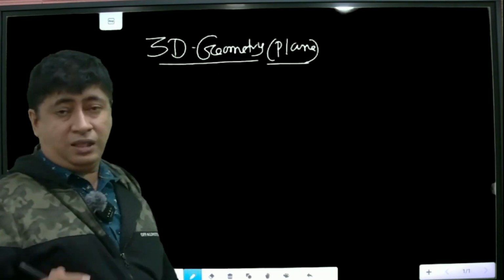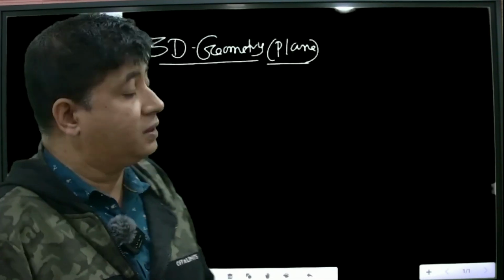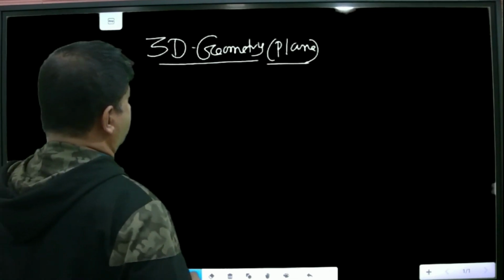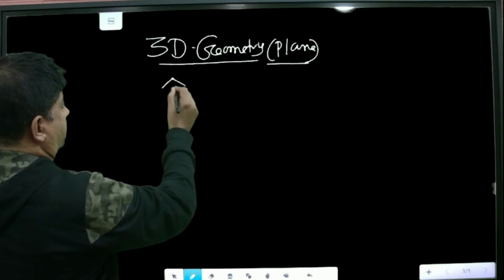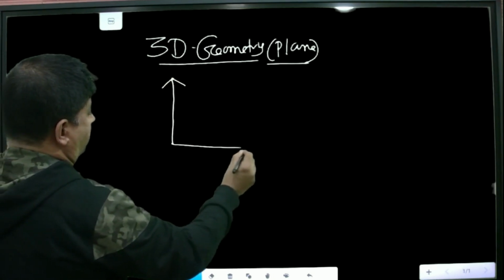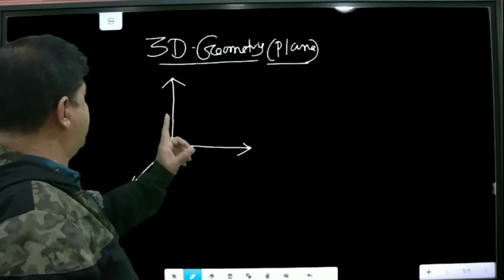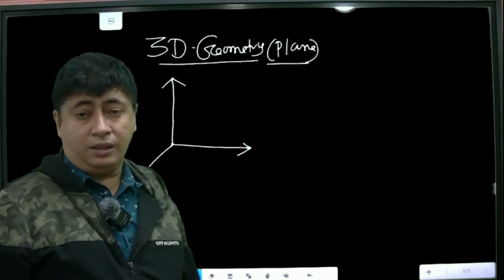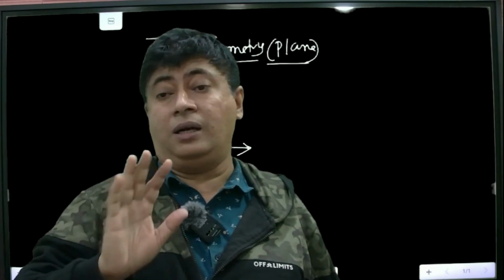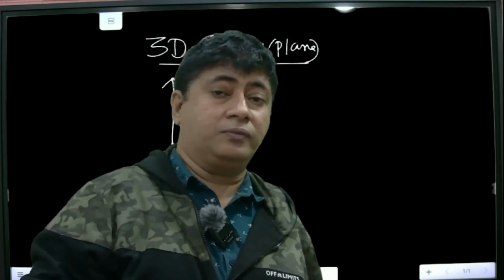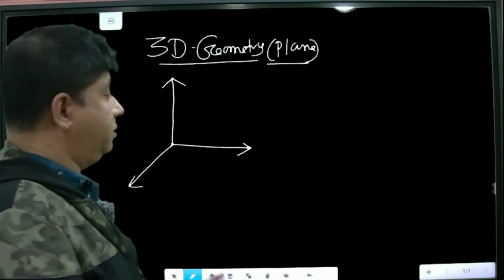And the combination of straight line and plane. See, first of all, we will discuss about the concept of plane. This is x, y and z axis, and you have had the idea of direction cosine and ratios of line.